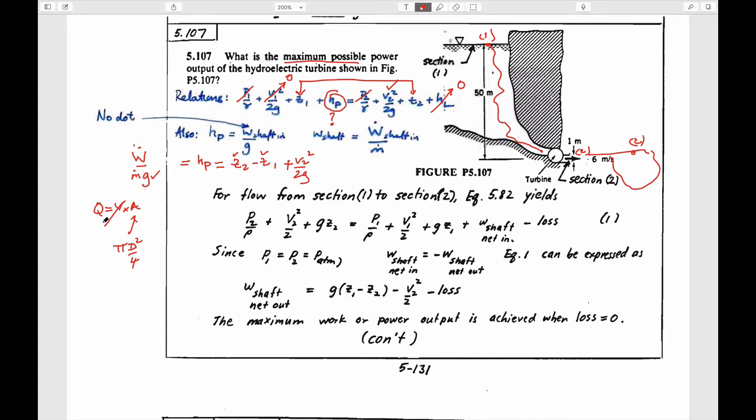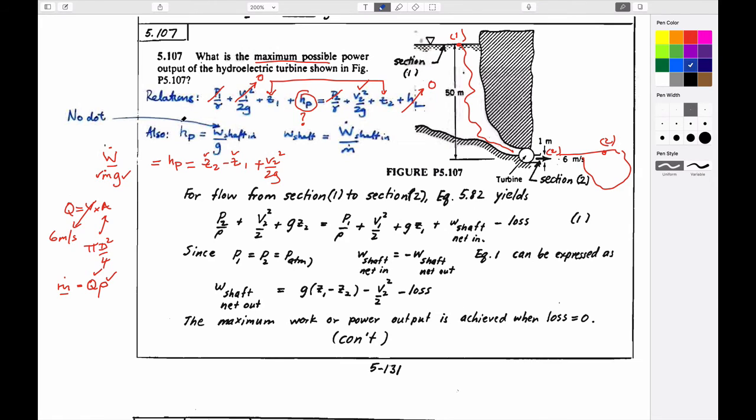And we know that velocity is equal to 6 meters a second. So we have a mass flow rate, because mass flow rate is equal to volumetric flow rate times density, which is equal to Q rho. And so we know Q, we know density of water, we have M. And the only parameter we don't have coming out of this is uppercase W dot.